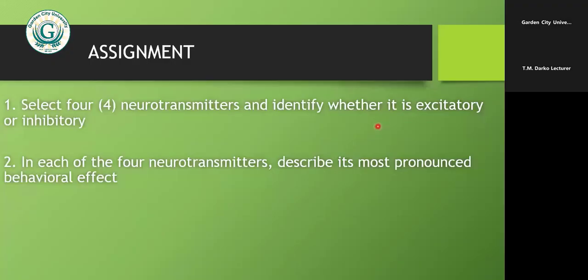All the excitatory neurotransmitters will end up stimulating or enhancing the action potential, whilst the inhibitory ones would also do what? Would abort or inhibit or prevent. Does it make sense? Yes, sir. Okay, good.